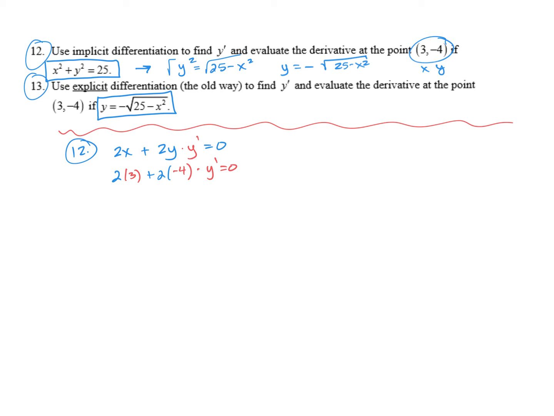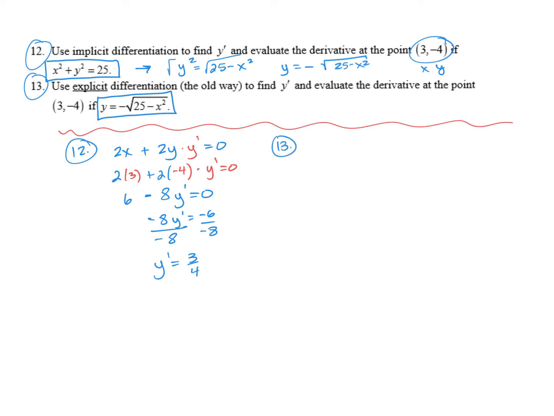I just want to solve for y prime. So right now I have 6, and then this looks like it's -8, y prime equals 0. So I just subtract 6 from both sides, and I divide both sides by -8, and voila, I have y prime equals positive 3/4. Nice and easy. So the old way, we're going to have to use the chain rule.